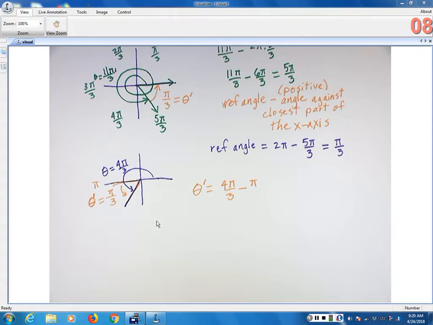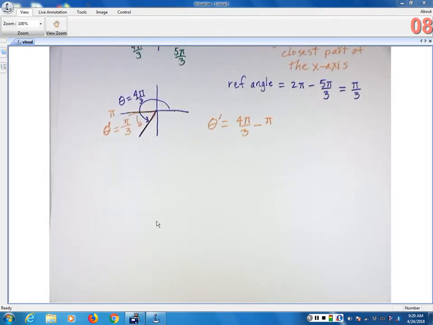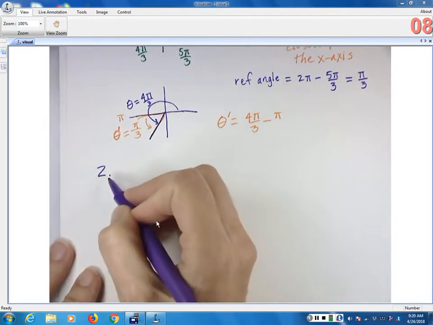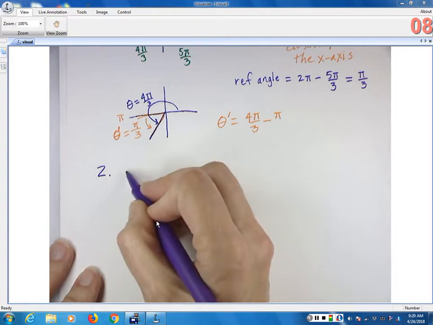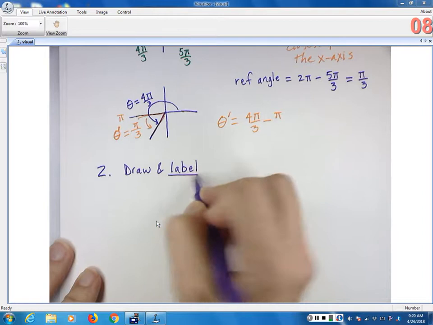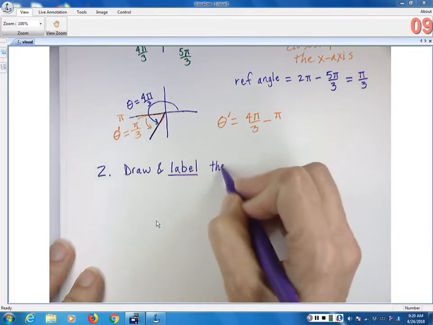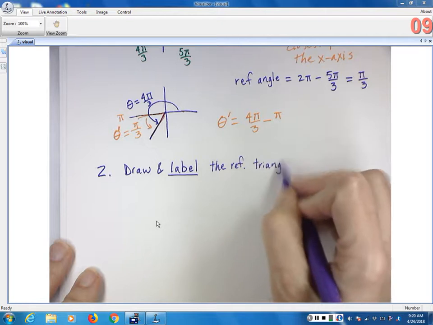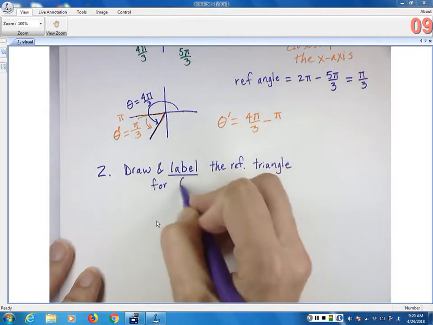All right. Okay, and draw and label the reference triangle. Any questions on that one then? No? Okay, so that was number 1 with an extra example. Number 2, we want to draw and label the reference triangle for theta equals 210 degrees.